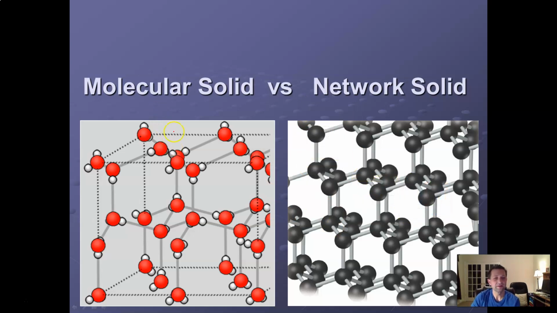So you can see that this is our water molecule here, and we just have all of these intermolecular forces attracting one water molecule to the next. Whereas we have our covalent network where we have covalent bond after covalent bond after covalent bond.